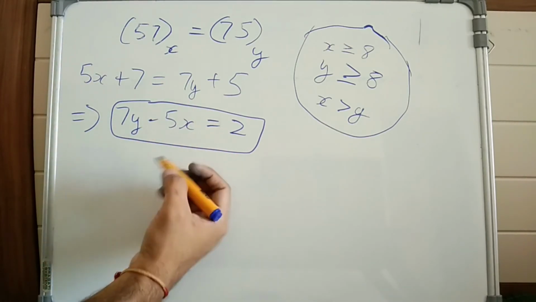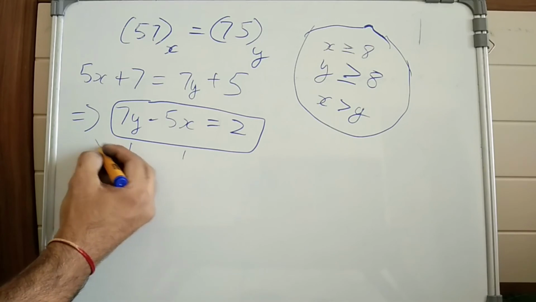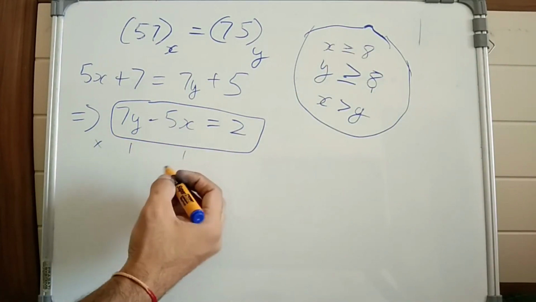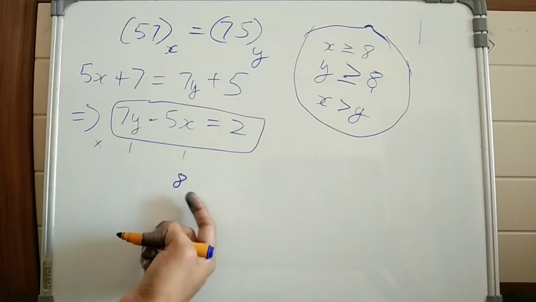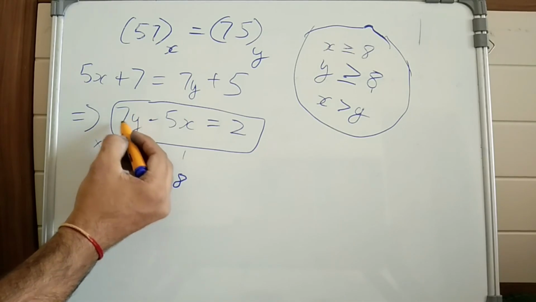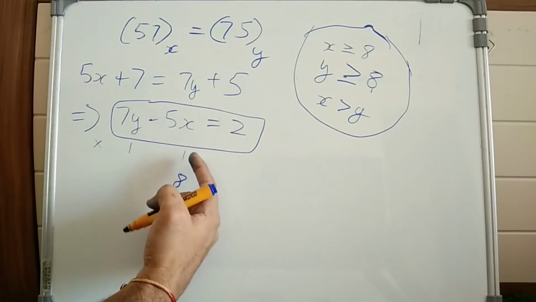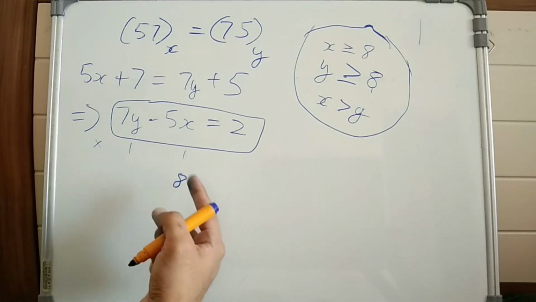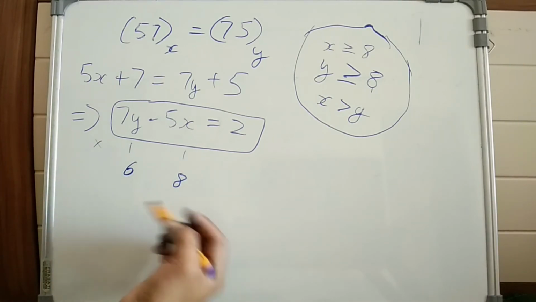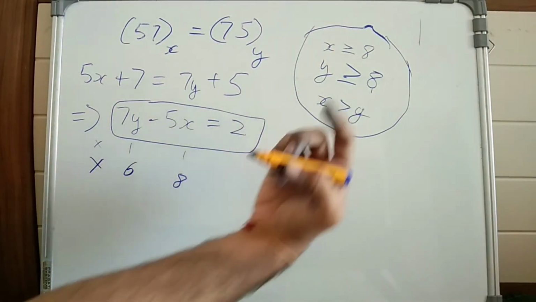Now if I keep x is equal to 1, y would be 1, but this is not possible because of this condition. Okay, so the next value x can take after 1 is 8, because there will be an increment of 7 because of this coefficient. I hope you know this concept. So if x is 8, then y would be 6. This is again not possible because y should be greater than or equal to 8.